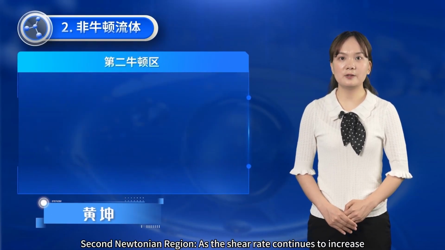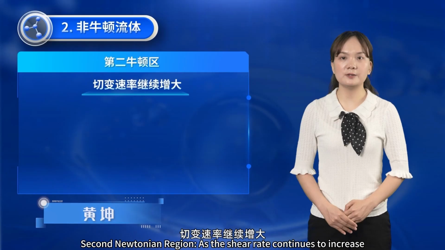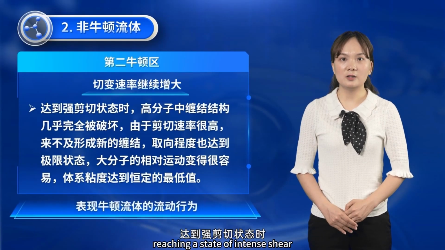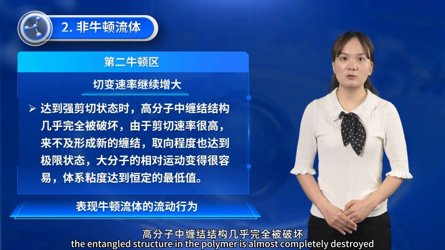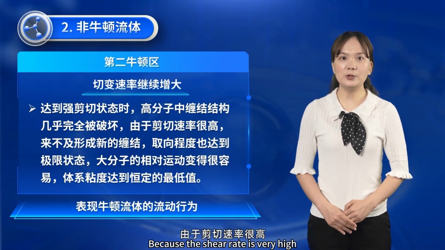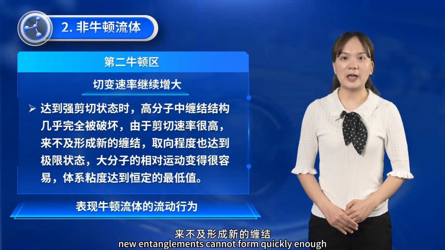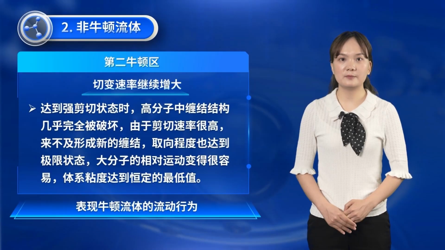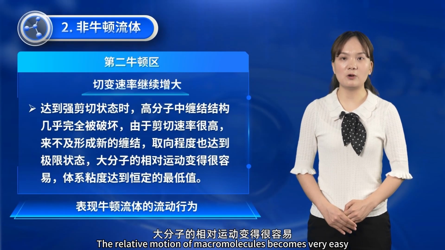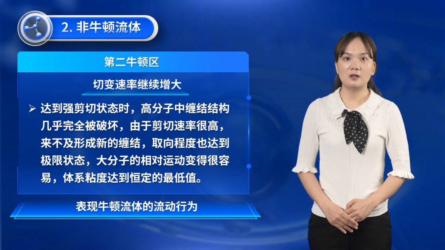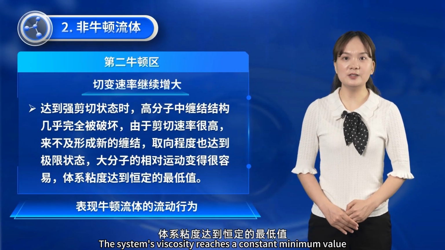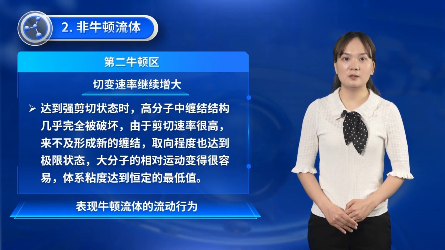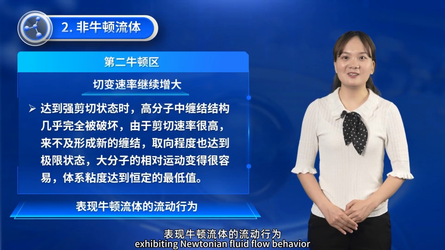Second Newtonian region. As the shear rate continues to increase, reaching a state of intense shear, the entangled structure in the polymer is almost completely destroyed, because the shear rate is very high. New entanglements cannot form quickly enough. The orientation degree also reaches its limit. The relative motion of macromolecules becomes very easy. The system's viscosity reaches a constant minimum value, exhibiting Newtonian fluid flow behavior.